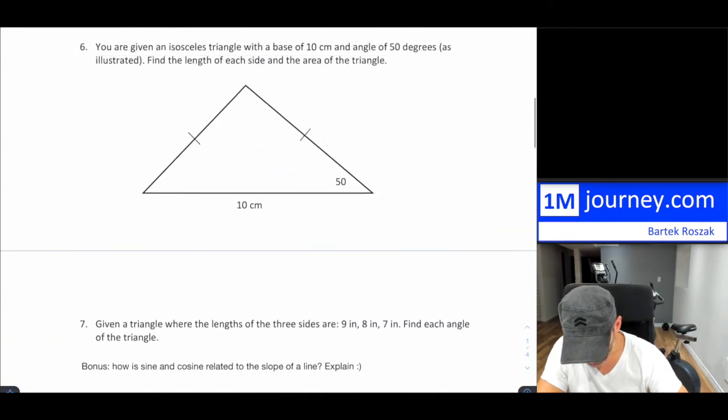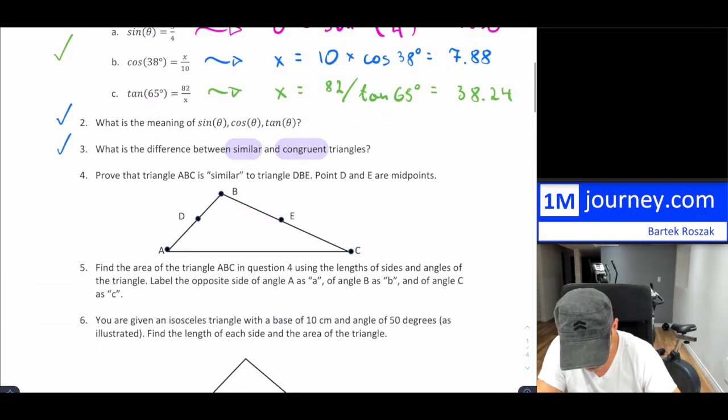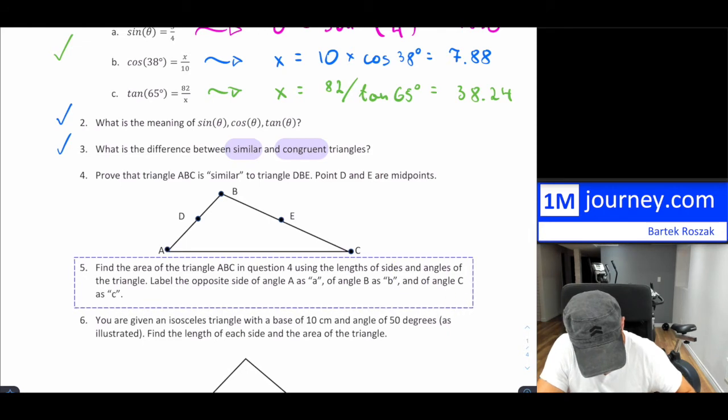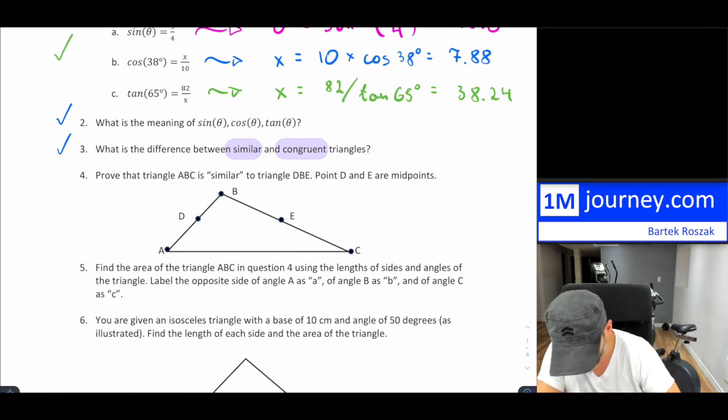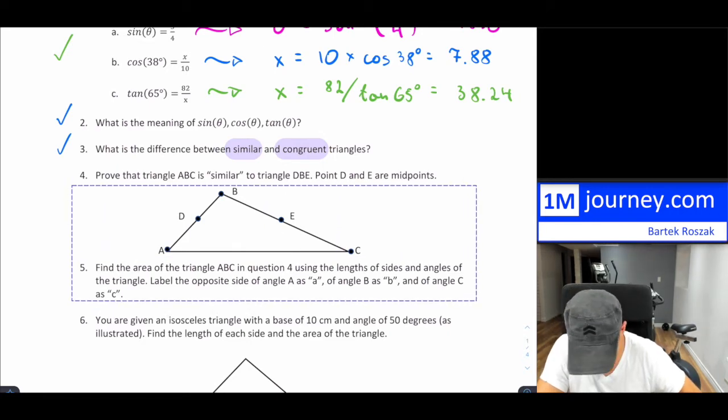Let's take a look here at question number 5. So for question 5, it says find the area of the triangle ABC in question 4 using the lengths of sides and angles of the triangle. Label the opposite sides of the angle A as a small a, and so on. All right, so I'm going to copy this whole thing down.